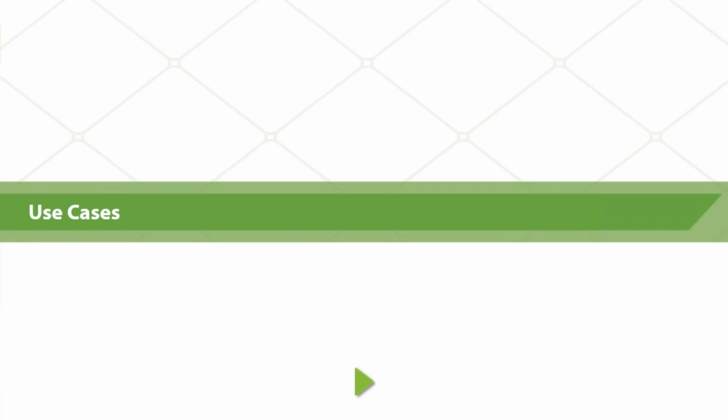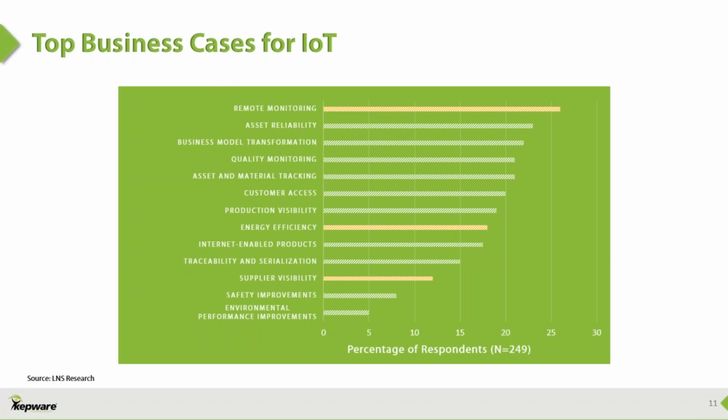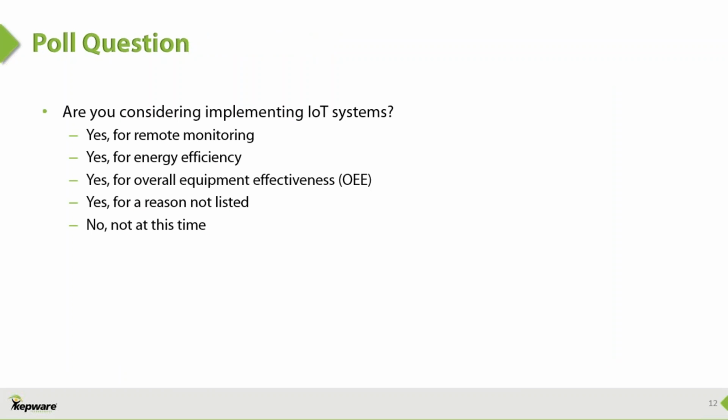Just want to cover 3 quick use cases. Before we do that, though, LNS Research did a quick study where they polled their customer base and asked, how are you implementing IoT? This is a pretty hefty list, but we picked out 3: remote monitoring, energy efficiency, and supplier visibility, just so we can demonstrate a couple of use cases that we have in the market today. Go ahead, Joanne. We have a poll question.